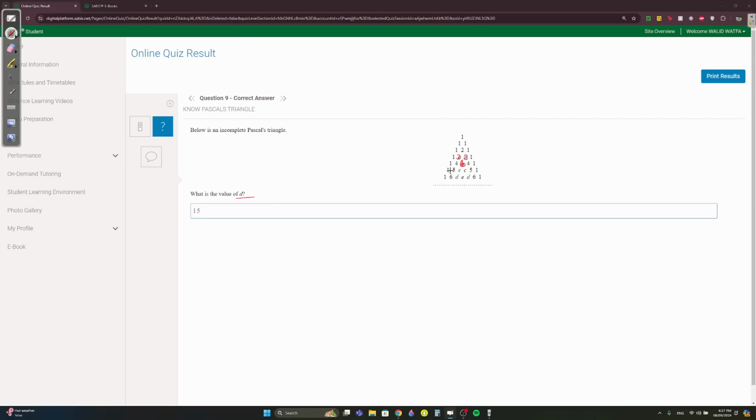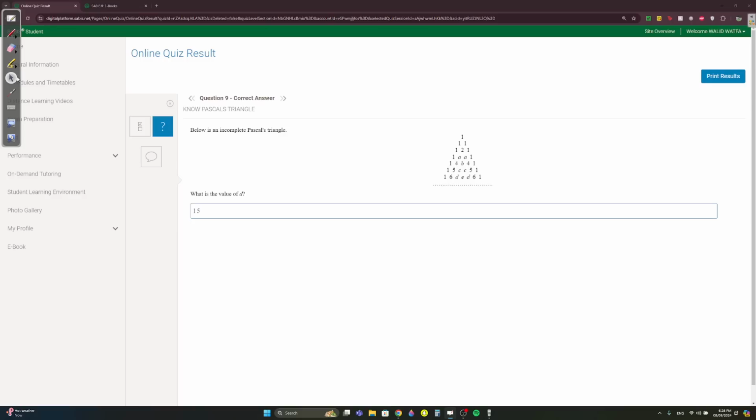The rest is filled out. They got the 5 by doing 4 plus 1. Now 4 plus 6, so we're going to get 10. And then 6 plus 4 here, 10 as well. Then they want the d, so they got the 6 by doing 1 plus 5. Now what's beside here? 5 plus 10, so you're going to get 15. If they wanted e, it would be 10 plus 10, which is 20.